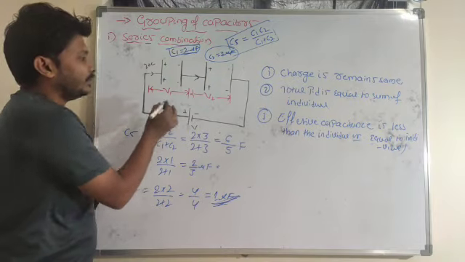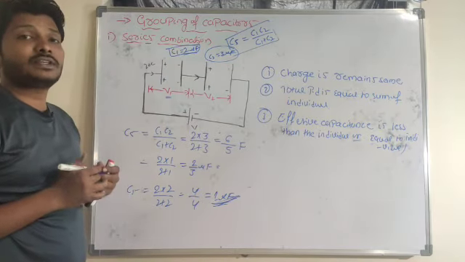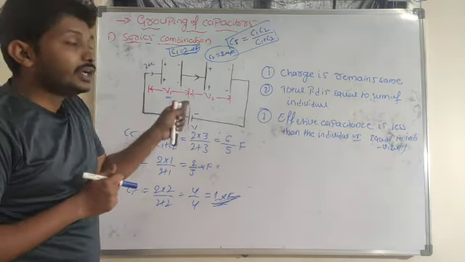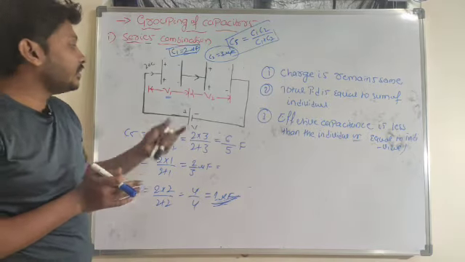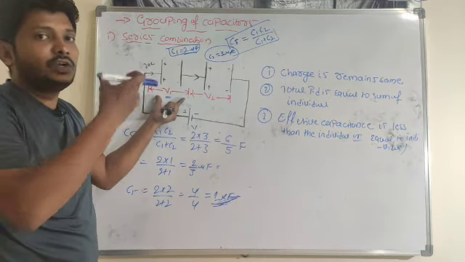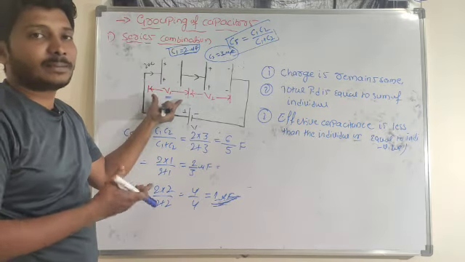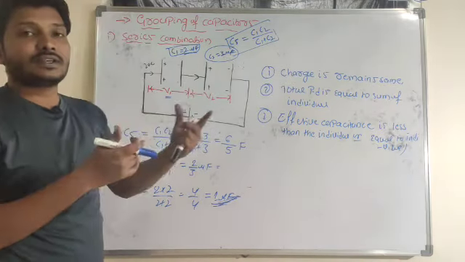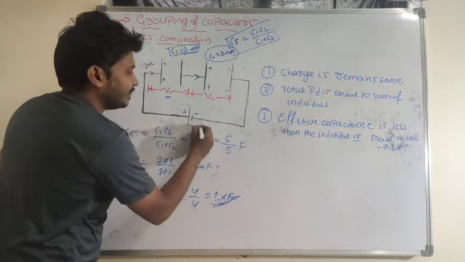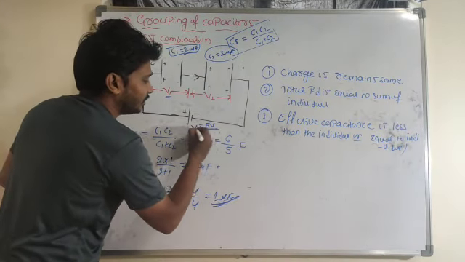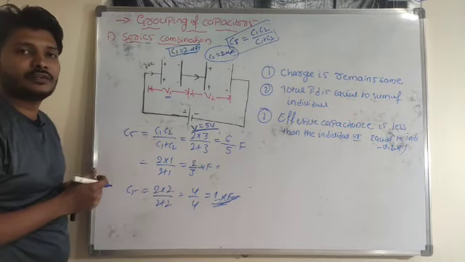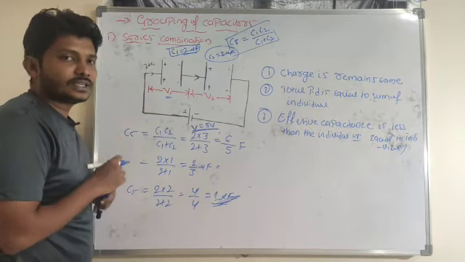In case of series combination, I said total potential difference is equal to the sum of the individual. Now let me consider the branch potential difference. In numericals they will ask this question: what is the potential difference across the first capacitor and what is the potential difference across the second capacitor. For example, if I am supplying 5 volt here, the total potential difference is 5 volt.